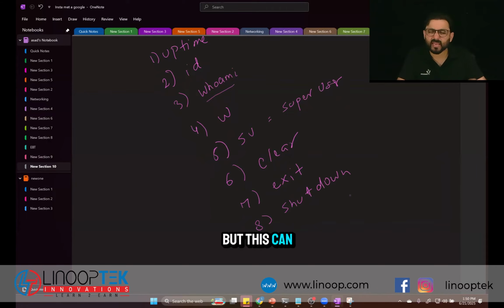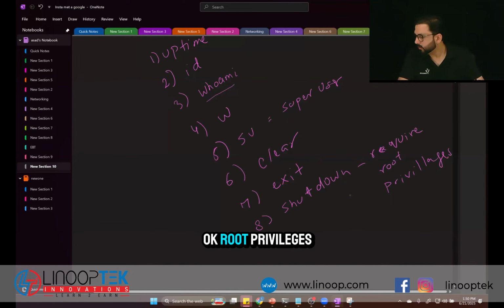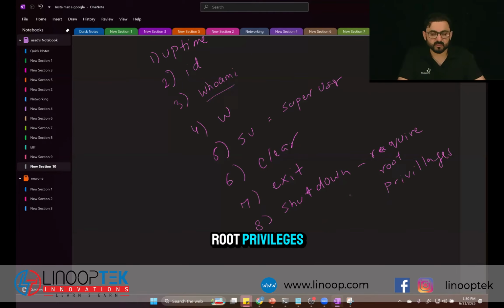But can a regular user shut down your Linux machine? It requires root privileges. Okay? Root privileges. Yes, it requires root privileges. A regular user cannot shut down. Type the command shutdown, you cannot do anything.